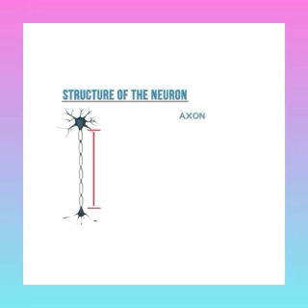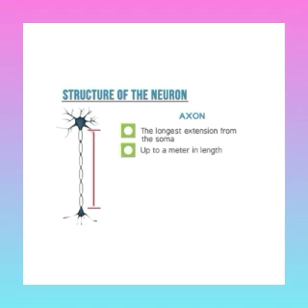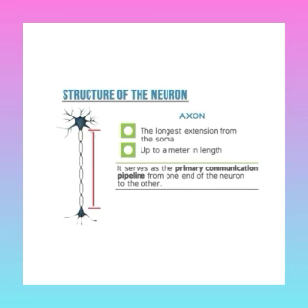In the center of the neuron is the axon. The axon is the longest extension from the soma and can be up to 1 meter in length. It serves as the primary communication pipeline from one end of the neuron to the other. The axon hillock is the junction that connects the axon to the cell body.